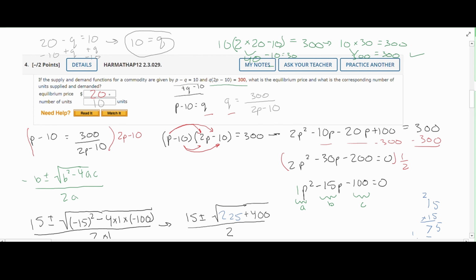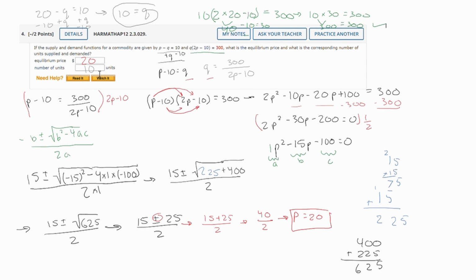Our work checks out, and that means that we found the correct answer, 20 for our price and 10 for the number of units. That's how you go about solving for this problem.